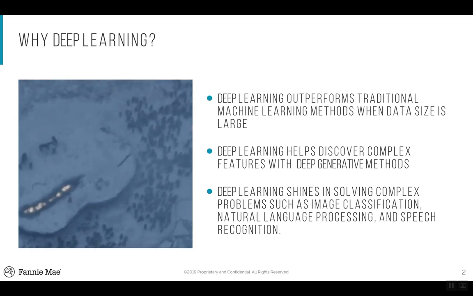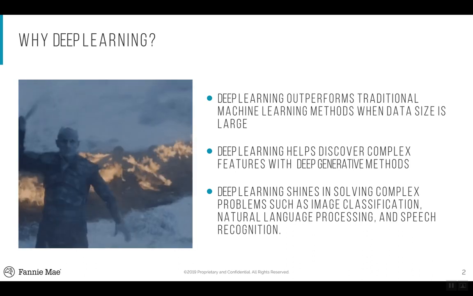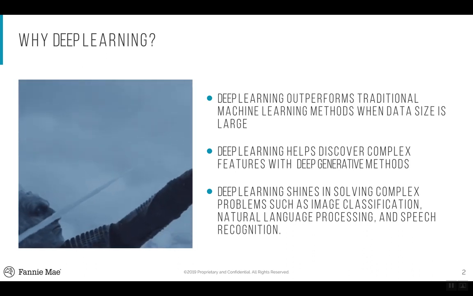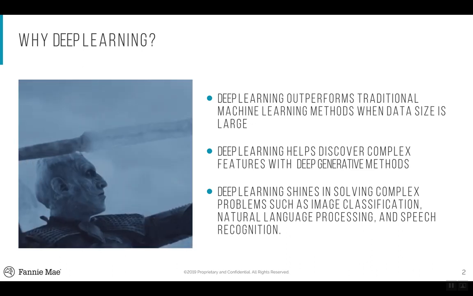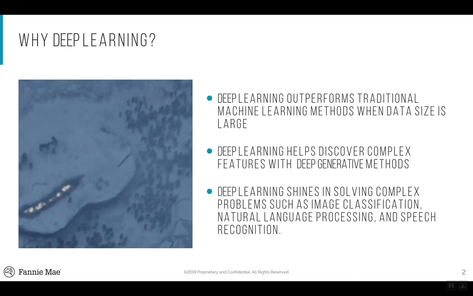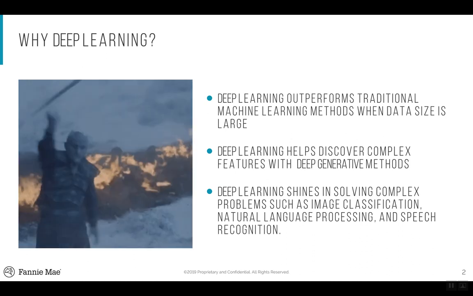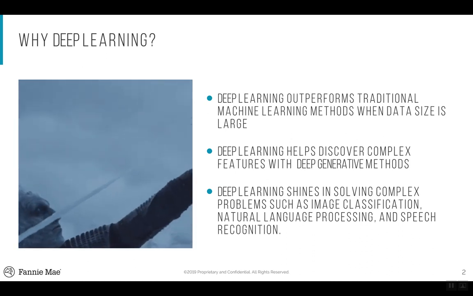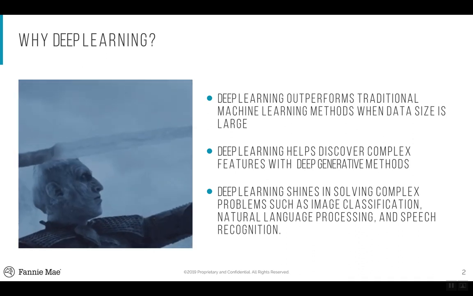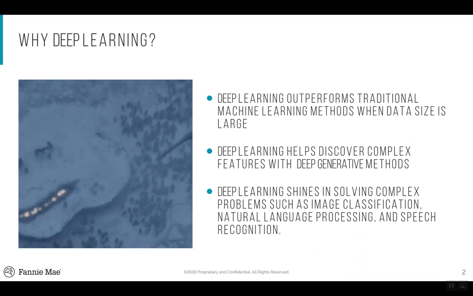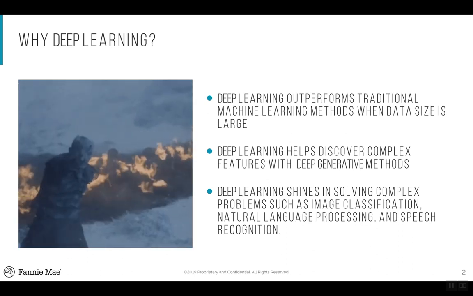It is like a mysterious weapon that solves the most complex problems, like killing a dragon. First, deep learning works best when the data size is large. Second, deep learning combined with generative methods can help discover complex features, especially when there is less domain knowledge. Finally, it has been proven that deep learning works very well on problems like image classification, natural language processing, etc.